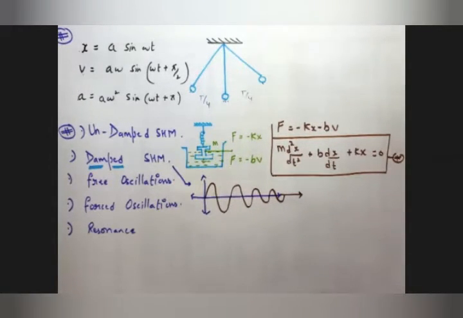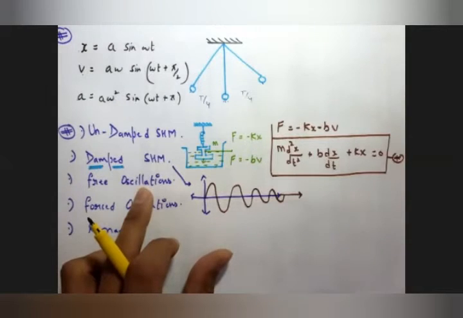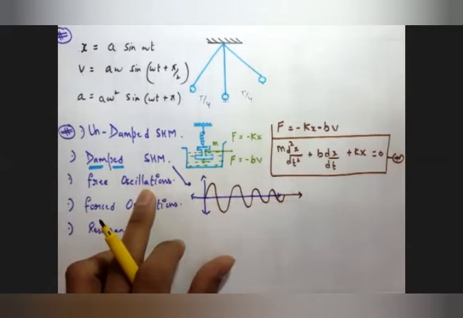Free oscillations means, free oscillation says when an object is oscillating with its natural frequency. Now, every oscillation has some natural frequency with which it has the tendency to oscillate about the mean position. If it is oscillating with that particular natural frequency, we would say it is a free oscillation.